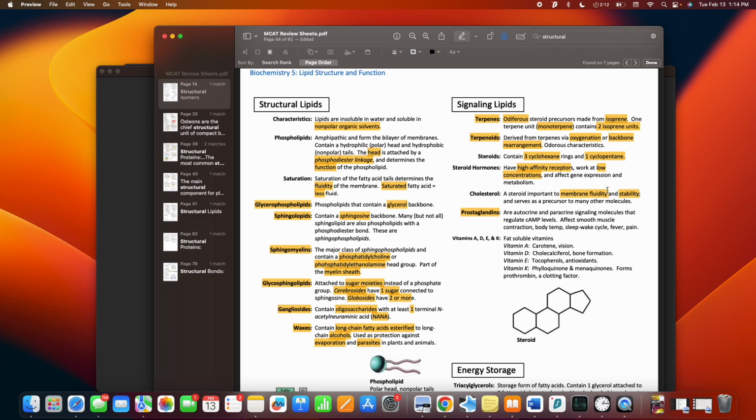Prostaglandins are autocrine and paracrine signaling molecules that regulate cAMP levels. That's the secondary messenger in the GPCR, right? Cyclic AMP. They affect smooth muscle. Autocrine is on itself; paracrine is the juxtaposition. They affect smooth muscle contraction, body temperature, sleep-wake cycle, fever, pain. Prostaglandins.